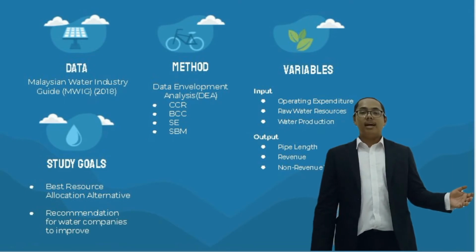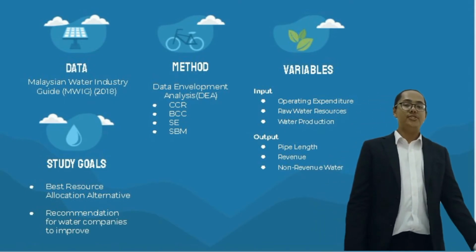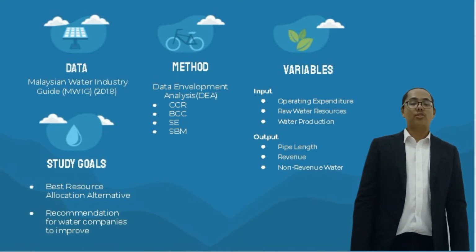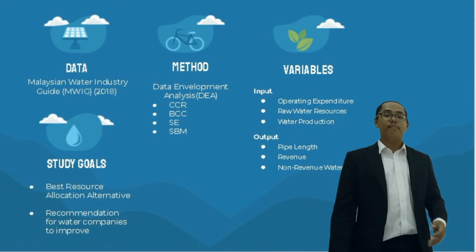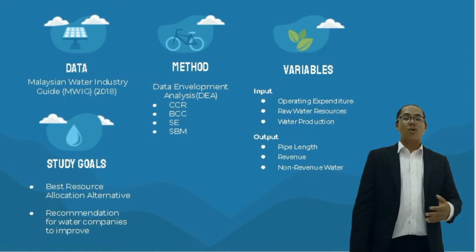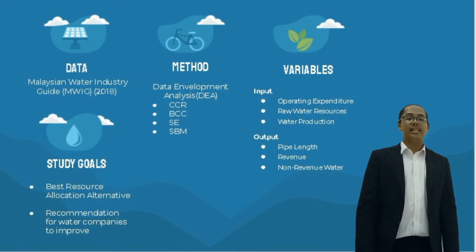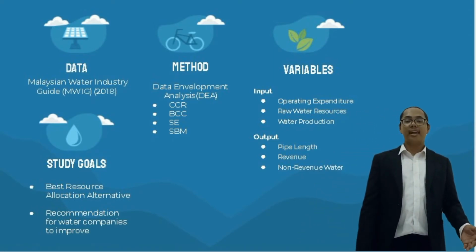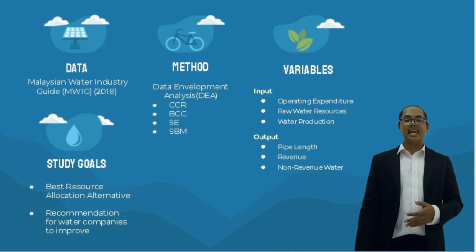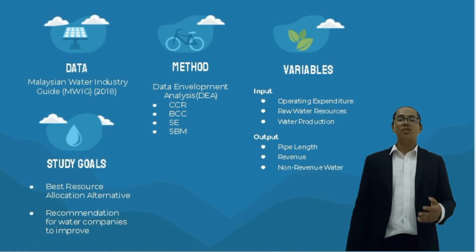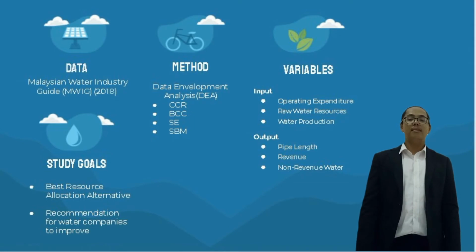The input variables are the operating expenditure, measured in ringgits, while the raw water resources and water production are measured in million liters per day. The output variables are the pipeline, measured in kilometers, the revenue, measured in ringgits, while the non-revenue water is measured in million liters per day. For this study, the best resource allocation will be verified and determined between the DEA models, and it will be recommended for the water supply companies to improve their services.